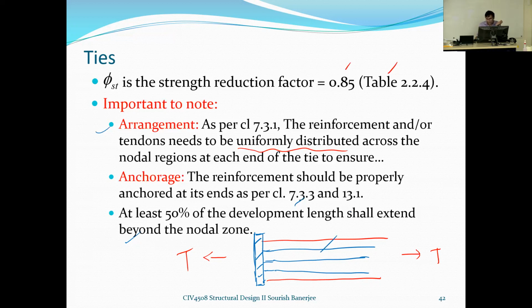But it is very important that you provide the anchorage here, especially in this case, because you will see that the magnitude of load is extremely high. So you have to provide proper anchorage, and this is very important. At least 50% of the development length shall extend beyond the nodal zone.